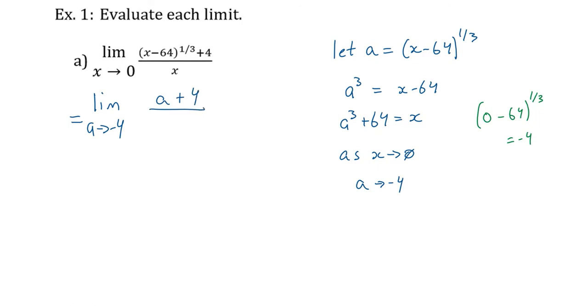So a plus 4, and then the x, I now have an expression for that as well, and it's a cubed plus 64. And everything is in terms of a's, and I've fixed both parts of this. Make sure you write the equal sign in the right spot. It does not go between these two parts of the limit. These go together.